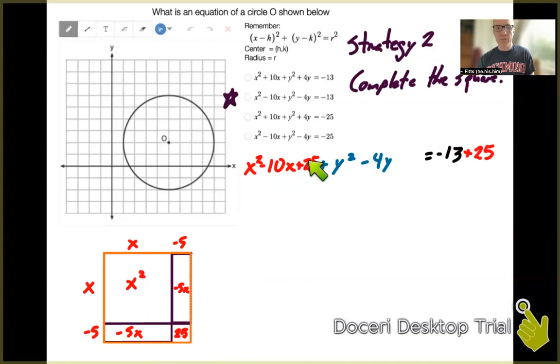And that's what I'm going to add to both sides of the equation. So I've completed the square for this term here. If I add 25 to this side, I have to add 25 to this side. Remember, an equation has a balance. So I can do that. And I'm going to show you what you have to do after that in a second.